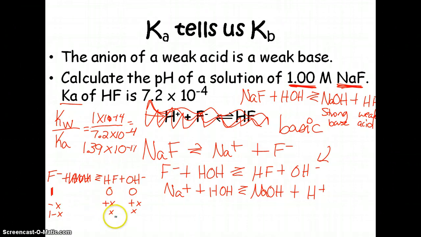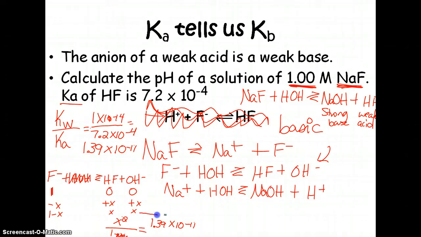Now we need to write our equilibrium expression here, so we're going to have HF and OH minus on top because it's always products over reactants. And then 1 minus x on bottom. Now that's equal to our Kb, which is the 1.39 times 10 to the negative 11th. Now because that number is so small, we can just cross out this minus x. So it's really the square root of 1.39 times 10 to the negative 11th. So when you square root that, it'll give you your value for x.